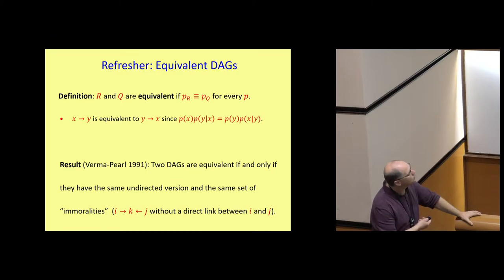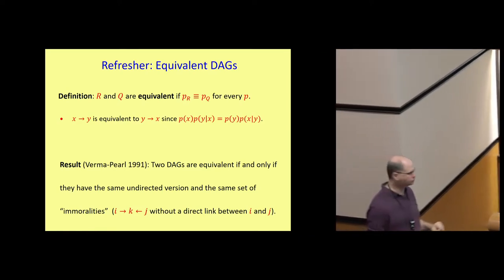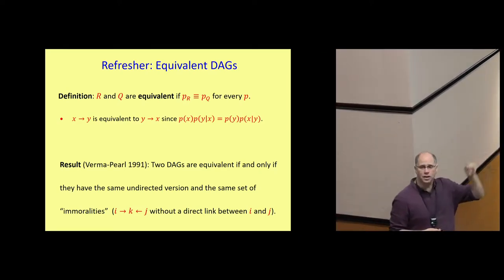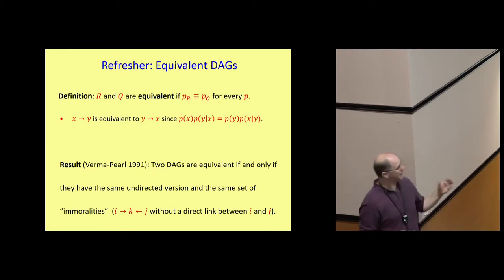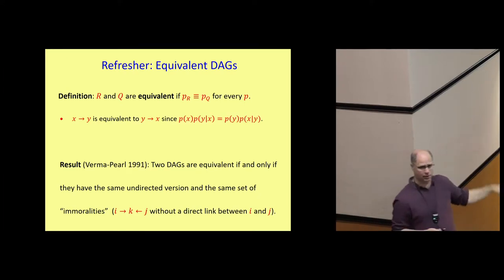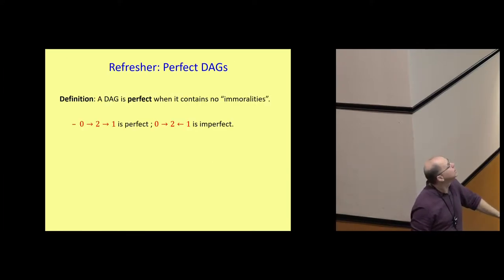Having three nodes, I, J, and K, I and J send links into K, but they're not directly related. They're not directly linked. That's an immorality. You look at all the immoralities, all those triples in the DAG. If the two DAGs have the same set of immoralities and they have the same skeleton, the same undirected version, then they're equivalent.